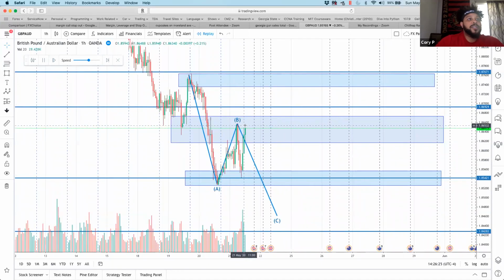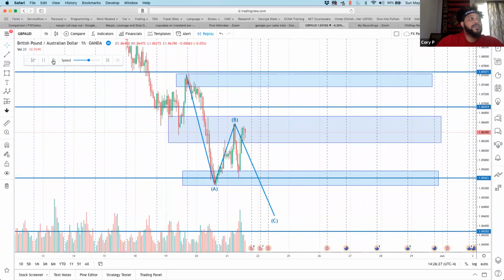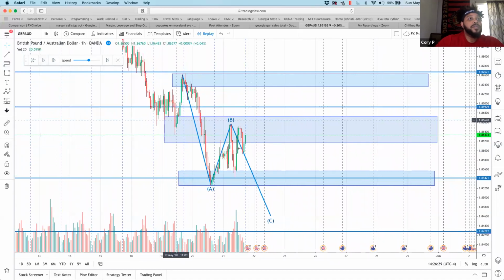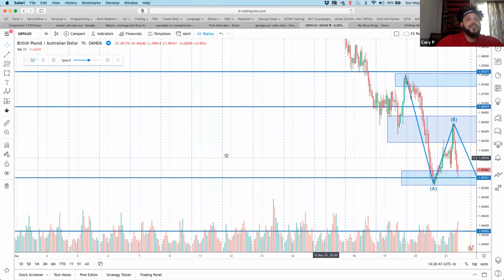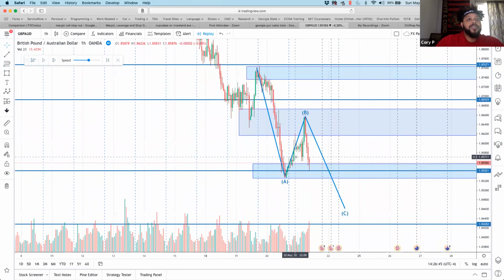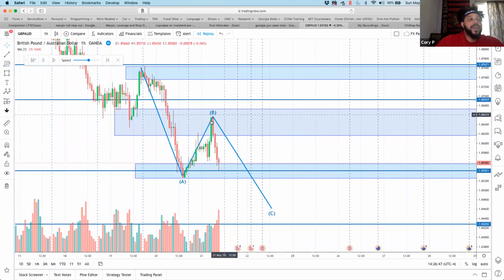Like taking a trade from here. This would have been a good trade, right? Let me pause this right here, right? So as we enter this rejection zone right here, we can look to enter a trade from here, right?